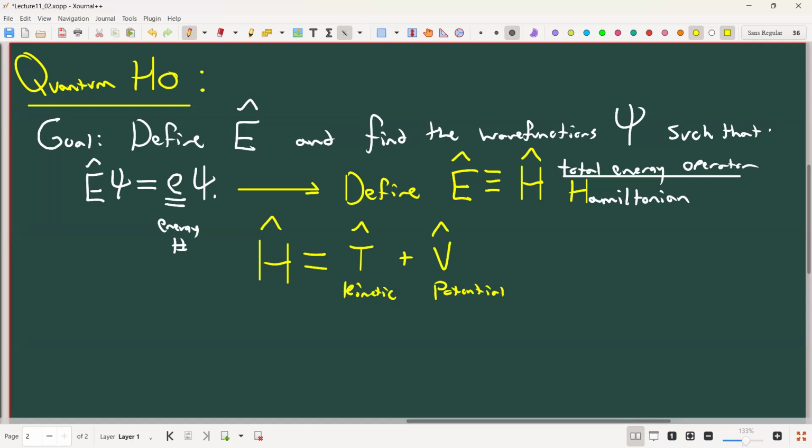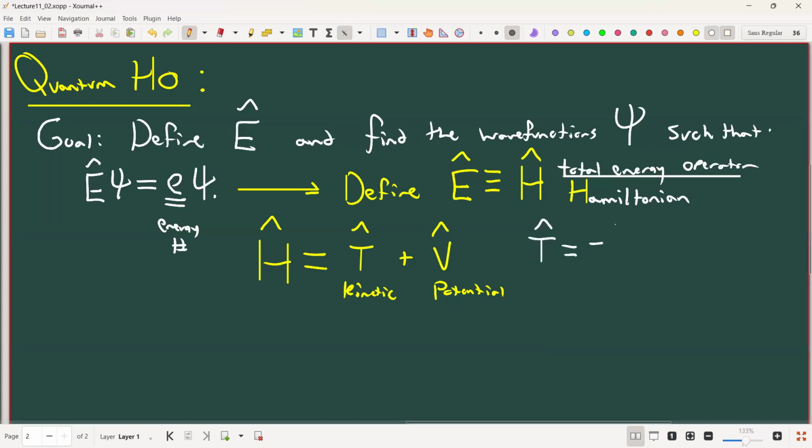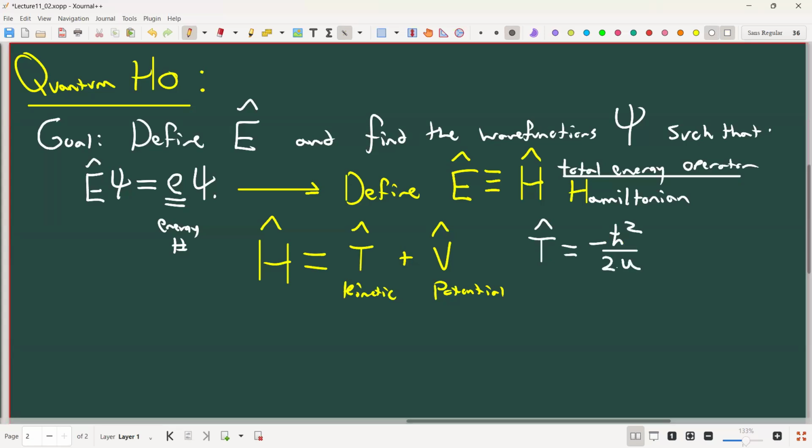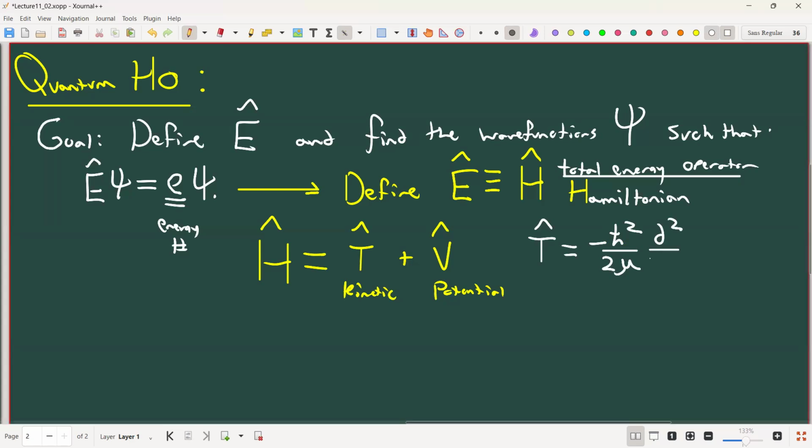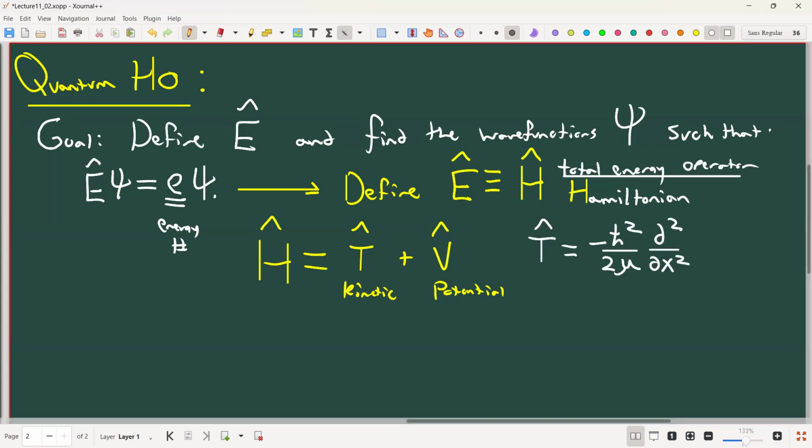We have one effective particle that's stuck on a spring. This effective particle of mass mu is still a particle that has some kinetic energy. It's moving up and down, straight out and straight back. Right? This particle still has some defined kinetic energy. So we can write T just like we did before: minus h bar squared over 2 times the mass, which here is mu, times the second derivative with respect to the relative position of the mass on the spring.